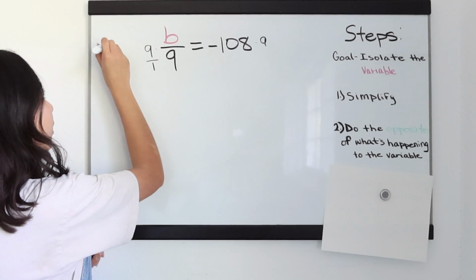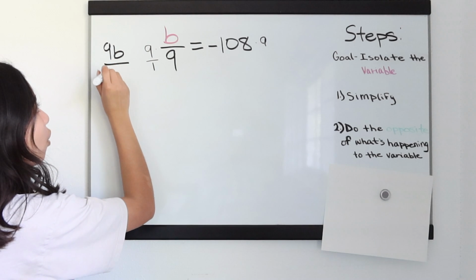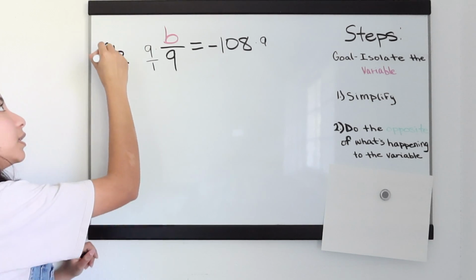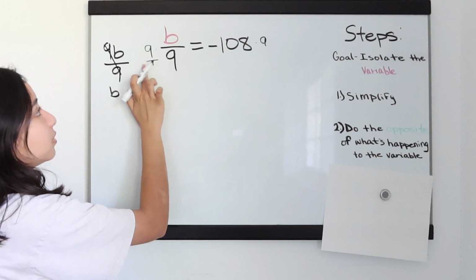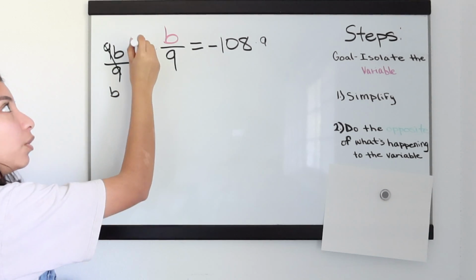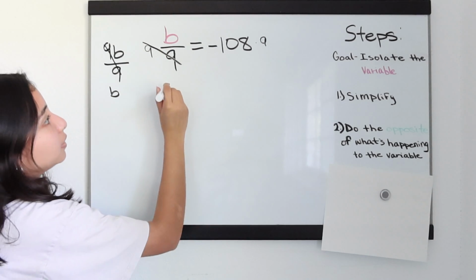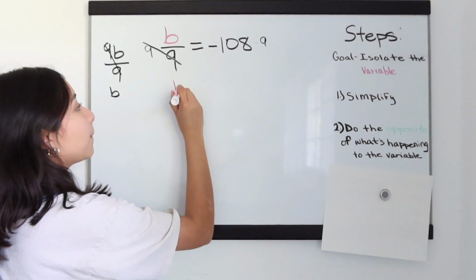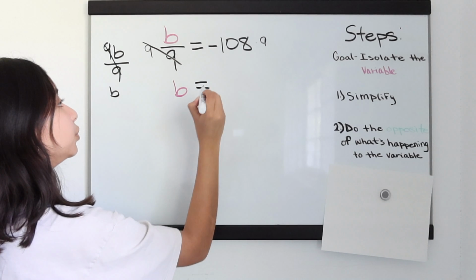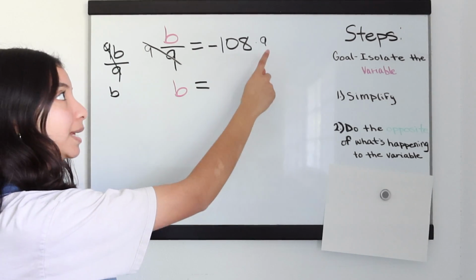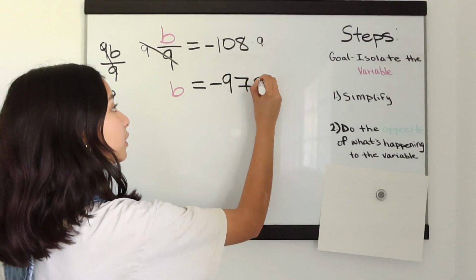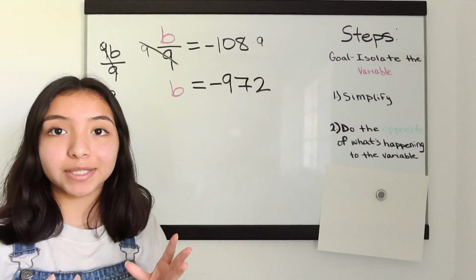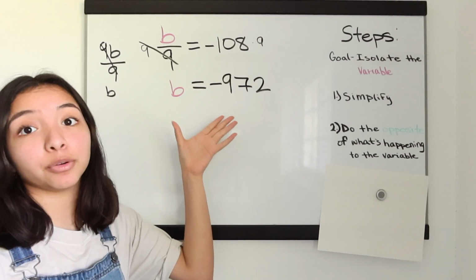So we could write it out as 9b over 9. These 9s cancel out, you're just left with b, but usually you just write it in this way and you know to cross out the 9s. Then you're left with b is equal to negative 108 times 9, negative 972. However, we always have to make sure our answer is correct.